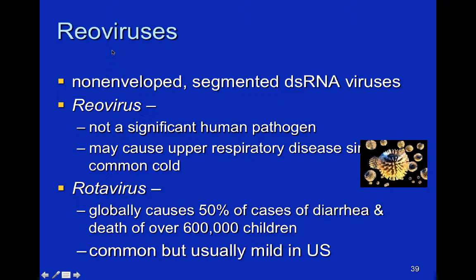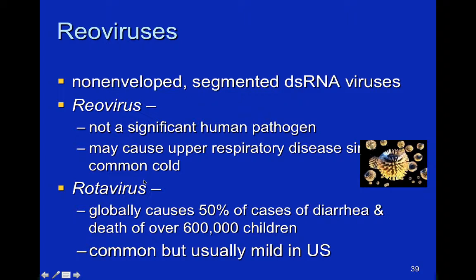Okay, moving on to the reoviruses. So these are non-enveloped, segmented, and these are double-stranded. So the reovirus itself is not a significant human pathogen, may cause upper respiratory disease or the common cold, similar to the common cold.